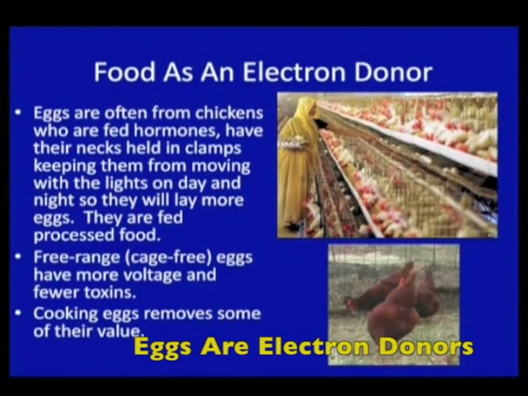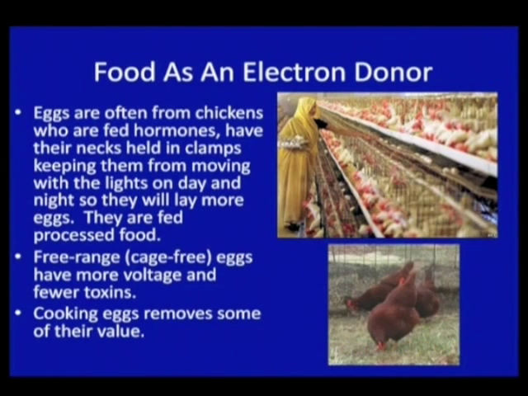Another total food is eggs. However, eggs are often from chickens who are fed hormones, have their necks held in clamps keeping them from moving, with lights on day and night so that they lay more eggs. They are fed processed food. Free-range or cage-free eggs have more voltage and fewer toxins. Cooking eggs does remove some of their value.